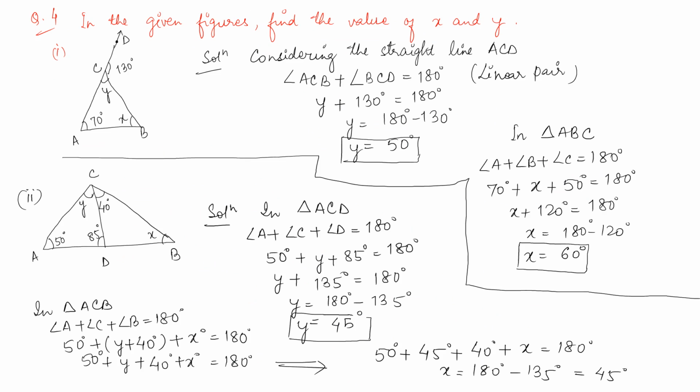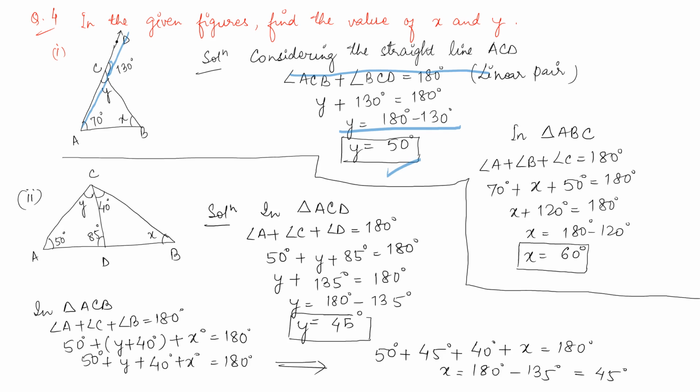Moving on to question number 4. In the given figure, find the value of x and y. So considering the straight line ACD, I am taking this as the straight line. The exterior angle, 130 degree, is given. Angle Y will be how much? Angle Y will be 180 minus 130 degree, that is 50 degree, isn't it?